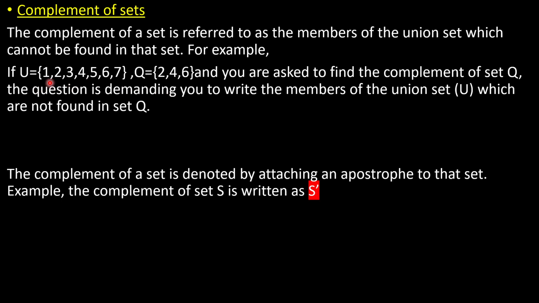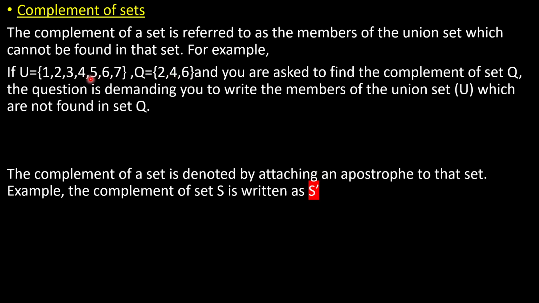So 1 is in set U, but it cannot be found in set Q. So 1 qualifies for the complement of set Q. 2 is in set U and is also in set Q. So 2 does not qualify. 3 is in set U but is not in set Q. So we now have two numbers as our complement, 1 and 3.